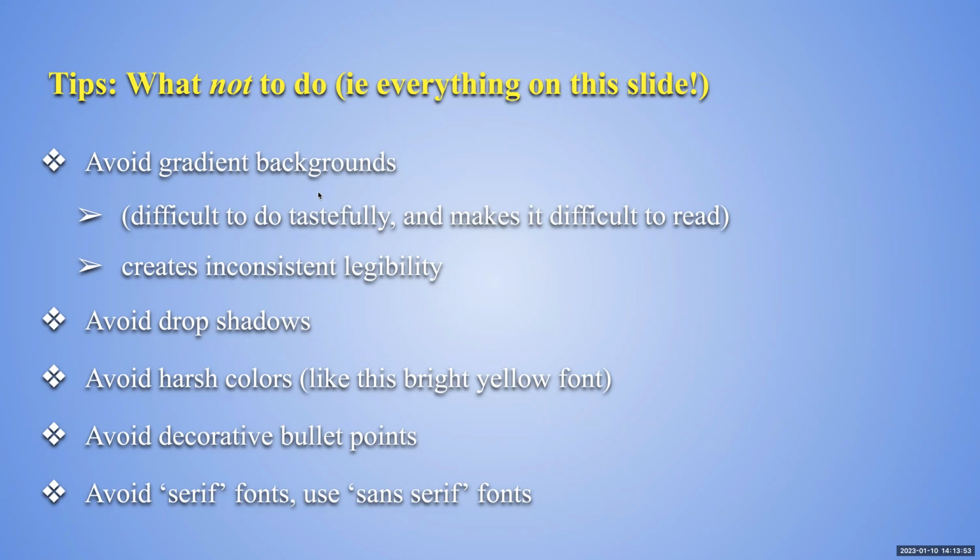The reason we want to avoid this is, one, it's difficult to do tastefully and it makes things difficult to read. It makes it difficult to read because it has very inconsistent legibility. You can see that as we start from the edge here, this bullet point plus the creates word is a little bit clearer than when we get to legibility. And so we want to have a more solid color background so that the legibility across your entire slide is more consistent. The second is to avoid drop shadows.